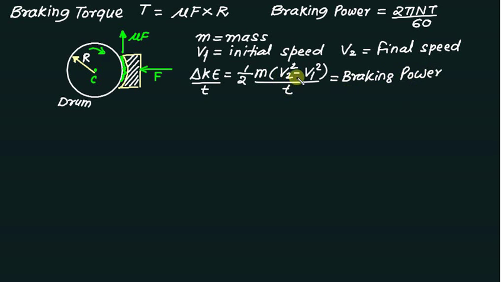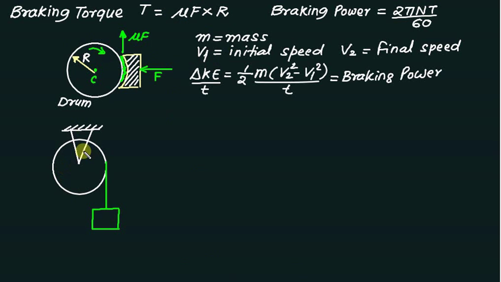So we can calculate the braking power using this equation. Then we can equate this, and from here we can calculate the torque. Once we know the torque, we can calculate the applied force F, if we know the drum radius and the friction coefficient mu of the material. So this is how the force F can be designed.